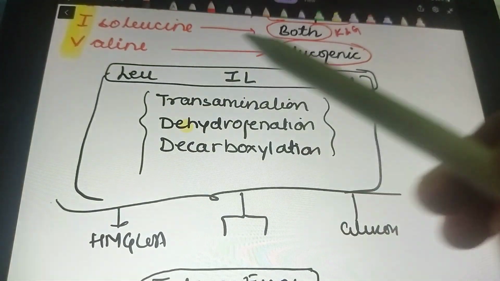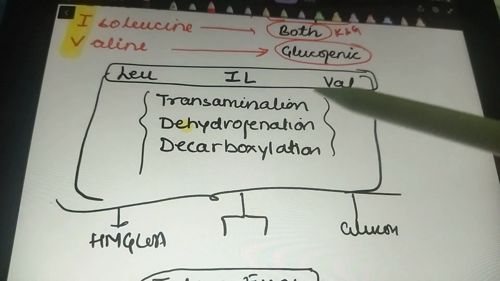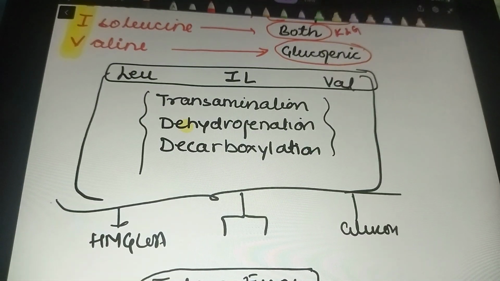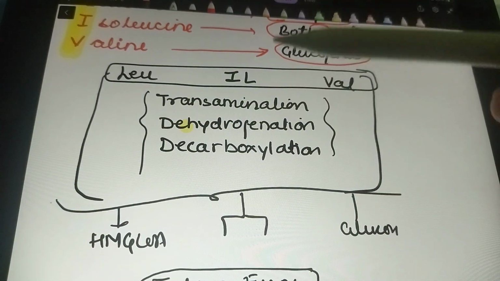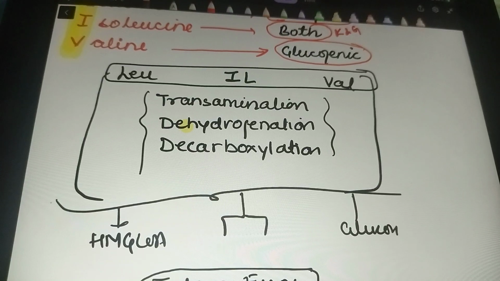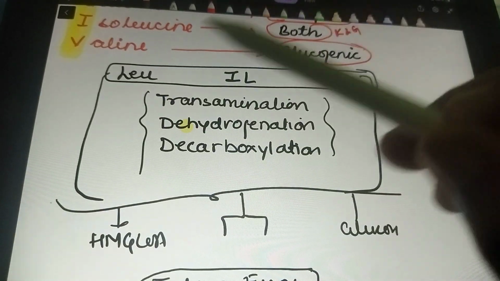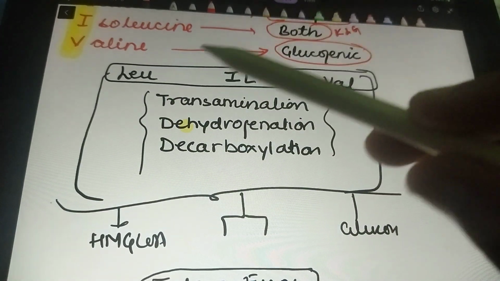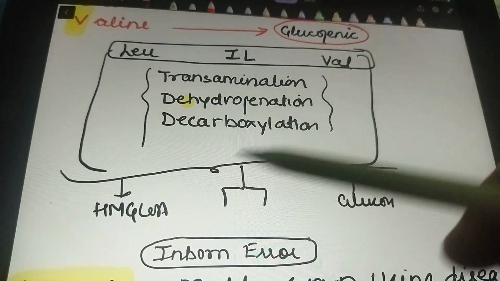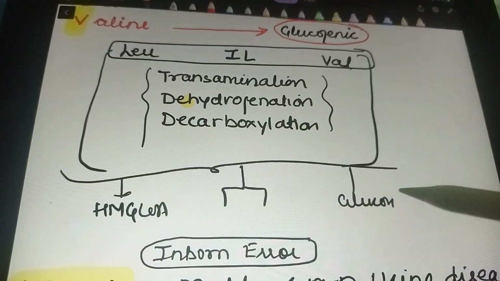Talking about leucine, isoleucine, and valine, mainly three processes happen there. Transamination, the interchanging of the amino group, where the amino group is transferred from an amino acid to form a keto acid, or the other way around. Then dehydrogenation can happen, and decarboxylation. These are the three major reactions in the branched chain amino acids. They are used for multiple reactions to form HMG CoA, glucose, etc.